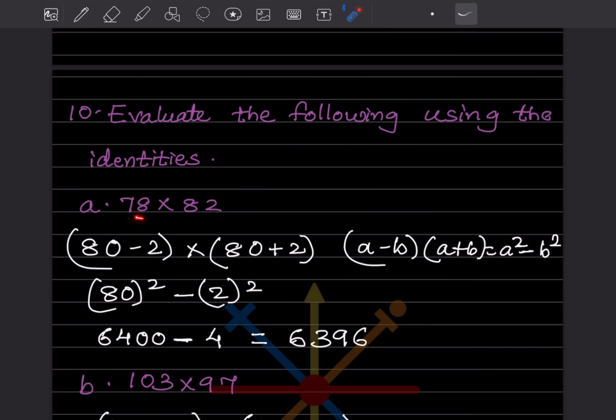So you can see 78 and 82. 78 can be written as 80 minus 2, and this is going to be 80 plus 2. So now what we can see here, this is a, this also is a, this is b, and this also is b, both are same. So minus here and plus here. So a minus b and a plus b, that is going to be a square minus b square. So when you take 80 square, means 80 into 80, that is going to be 6400, and this is minus 4.